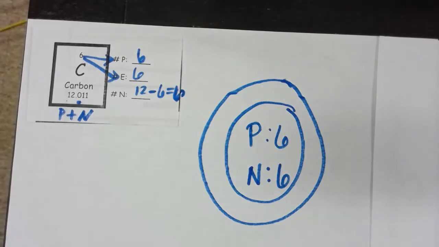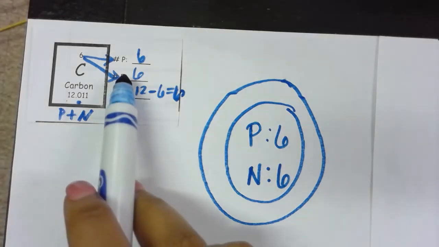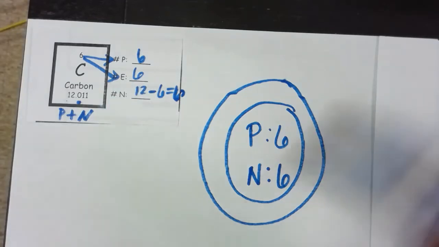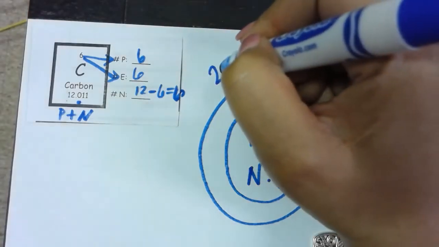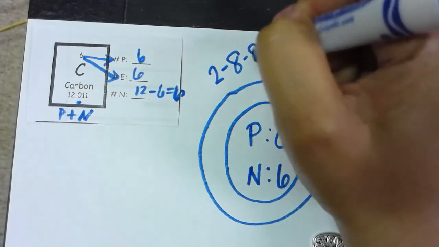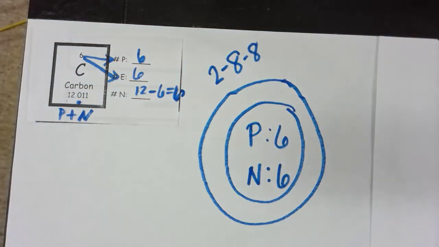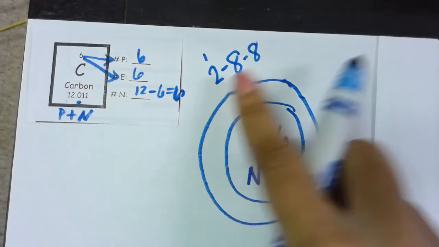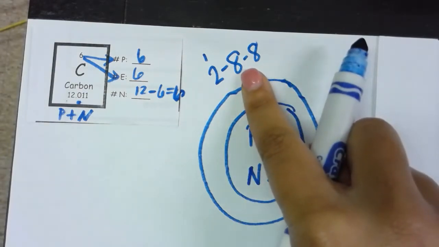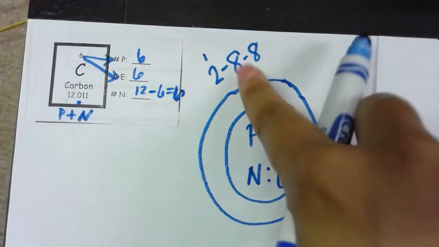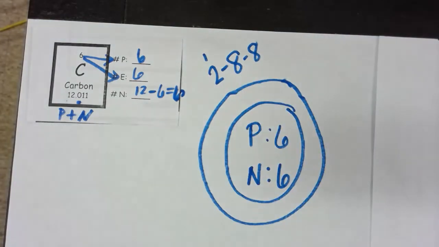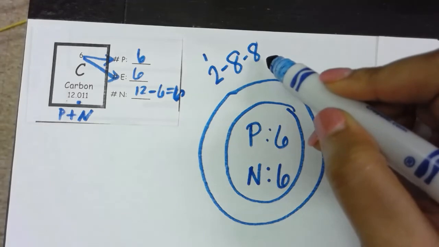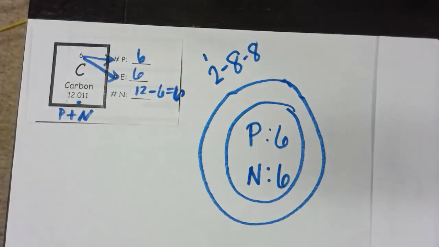Now that I have that, I'm ready to place my electrons. I have a total of 6. Now remember, we learned today that to place electrons, you must follow the 2-8-8 rule. On the first shell, there can only be 2. On the second shell, you need to use up to 8 electrons. And if you have a third shell, you can only use up to 8. So, let's start placing our electrons.